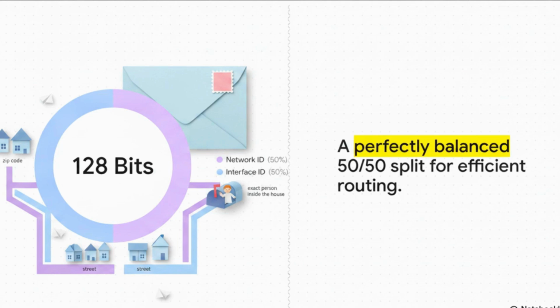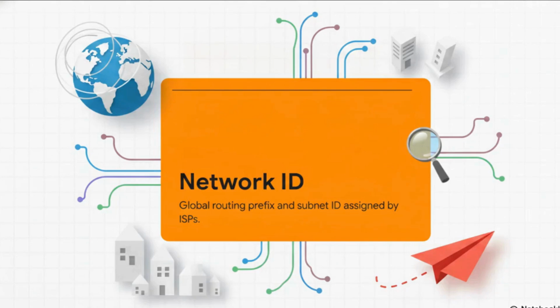Think of this perfectly balanced split like routing mail. The first half, the network ID, gets your data to the right zip code and the right street. Once it finally arrives at the correct destination network, the second half, the interface ID, identifies the exact person inside the house. Let's look a bit closer at that first half.